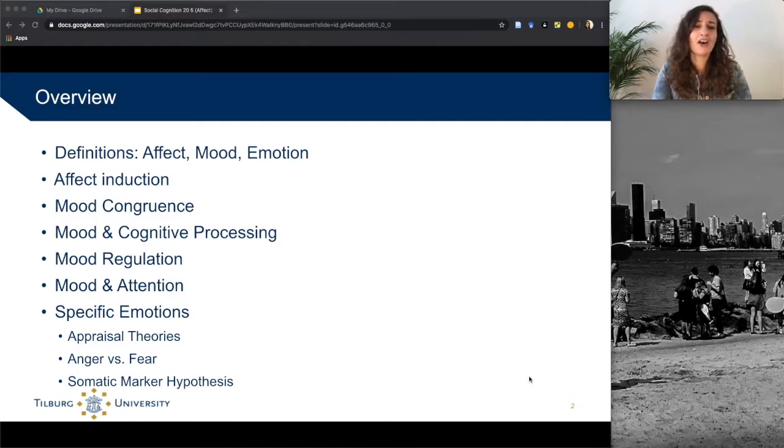And then we'll take a look at some more specific examples of emotions affecting us. And we'll speak about appraisal theories. We will talk about the difference between anger and fear and how it affects our behavior. And we'll also speak about the somatic marker hypothesis. Okay, but first, let's get started with some definitions.